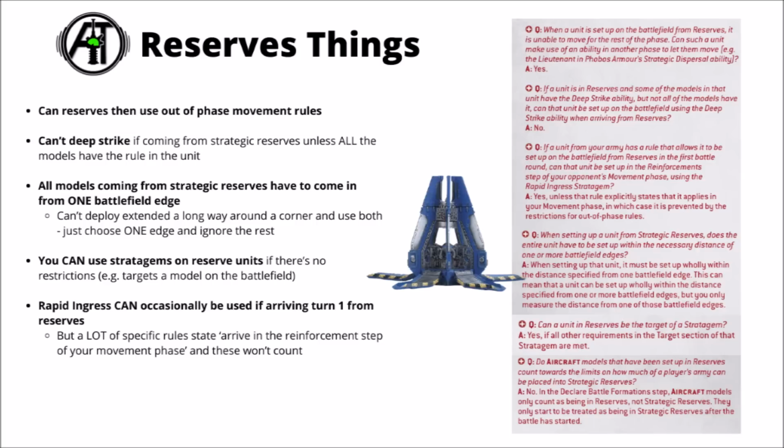And there's one that clarifies that you can use rapid ingress occasionally to arrive turn 1 if you've got some sort of rule that allows you to arrive from reserves in that turn. However, for specifics on that, the vast majority of those rules will generally say that you can arrive specifically in the reinforcement step of your first turn movement phase, and specific rulings override general there. So the upshot still is that most things that can arrive turn 1 can't rapid ingress.